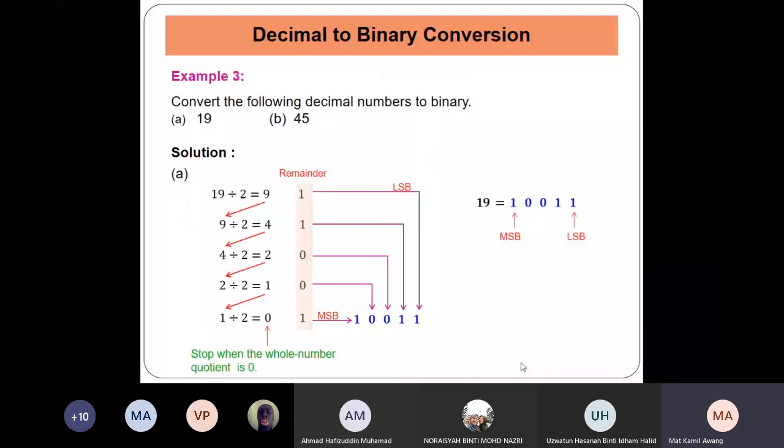Let's say you have 19 in decimal and you want to convert it into binary. First, 19 divided by 2 is 9 with a remainder of 1. Now you take the 9 and divide by 2, you get 4 and a remainder of 1. You record the remainder here.